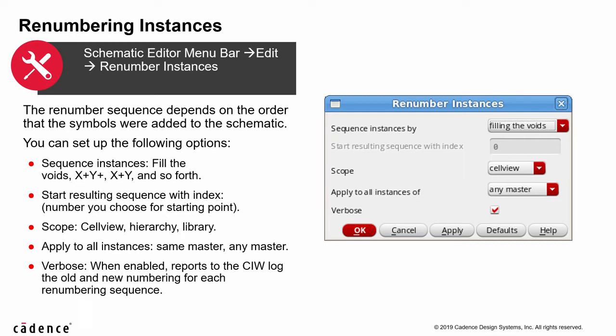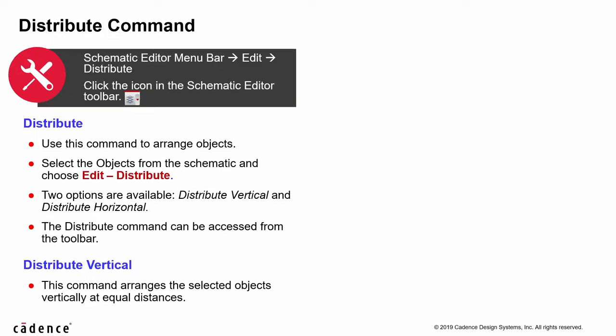When you enable the verbose option, reports are visible in the CIW about the old and new numbering for each renumbering sequence. You can use the distribute command to distribute and arrange objects.